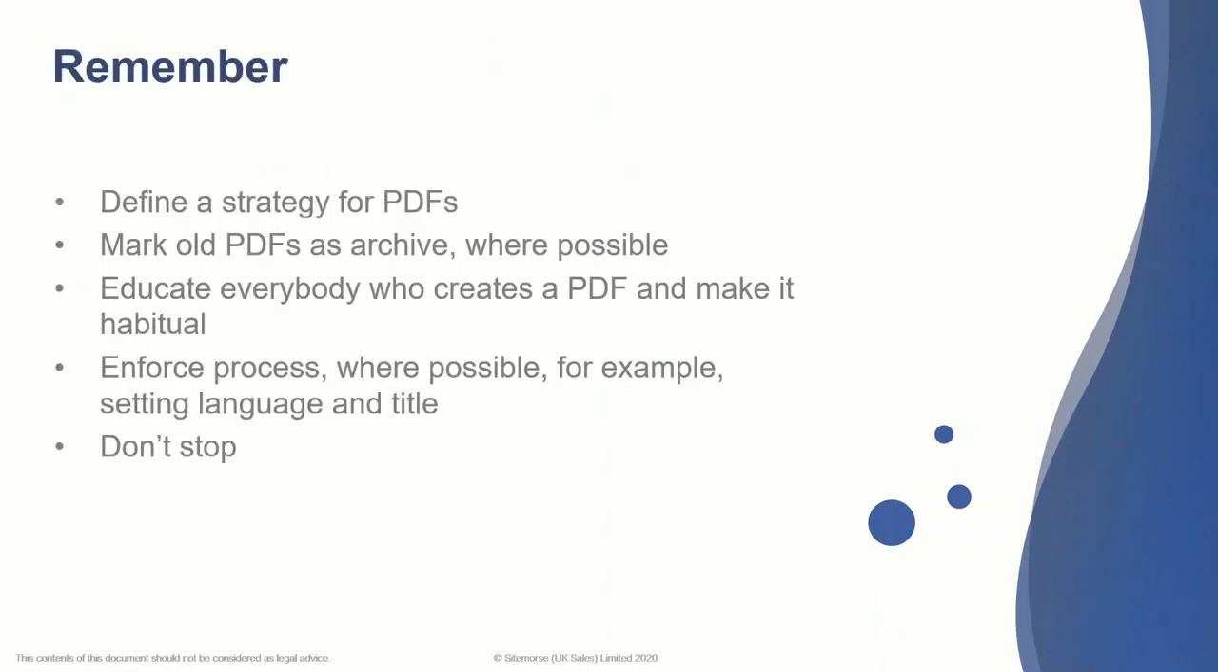In summary, here are a few things to remember. If you've not got a PDF strategy, then now is the time to collect up all the information and define one. One part of your strategy might be to mark old PDFs as archived wherever possible. Education is key, so your target should be to make accessibility habitual. The next time anybody in your organization creates a PDF, they should be thinking about how it affects accessibility.